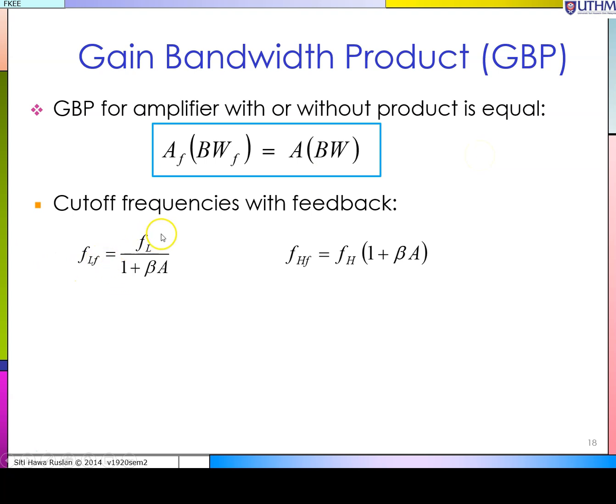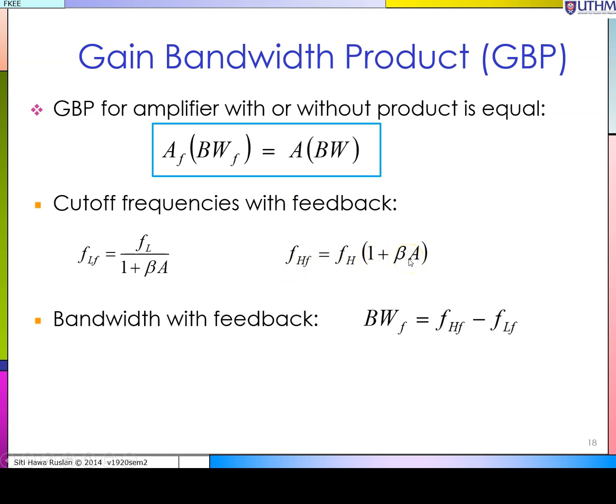And we know that the relationship between high cutoff and low cutoff with feedback and the low cutoff without feedback is FLF equals FL divided by 1 plus beta A. But for the high cutoff with feedback, it is multiplied by a factor of 1 plus beta A. Okay. The bandwidth is high cutoff minus the low cutoff. So for the bandwidth with feedback, it is FHF minus FLF. And since FHF is much greater than FLF, we can simply say that the high cutoff frequency is actually the bandwidth of your system. Okay.